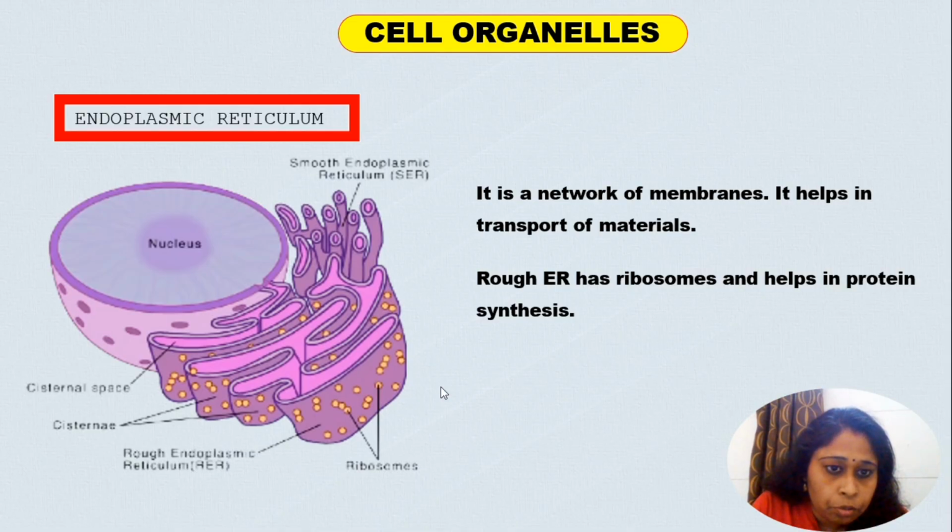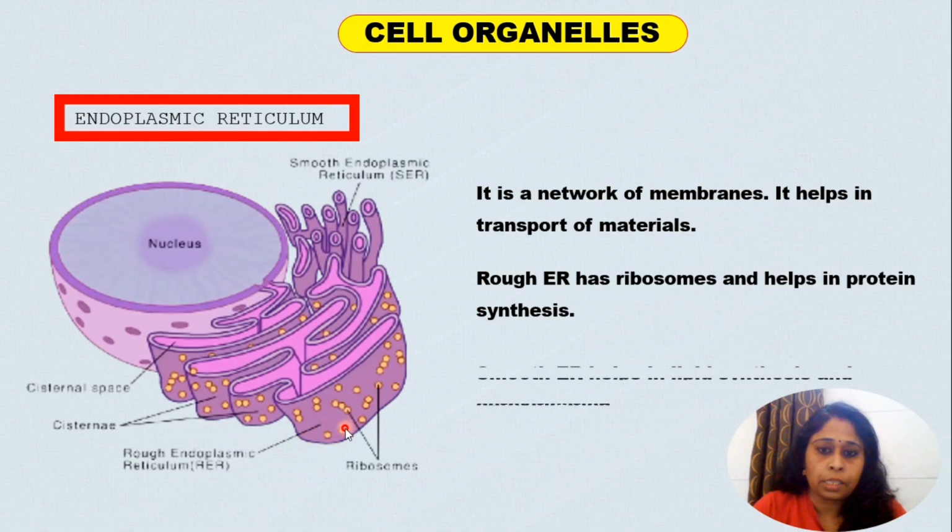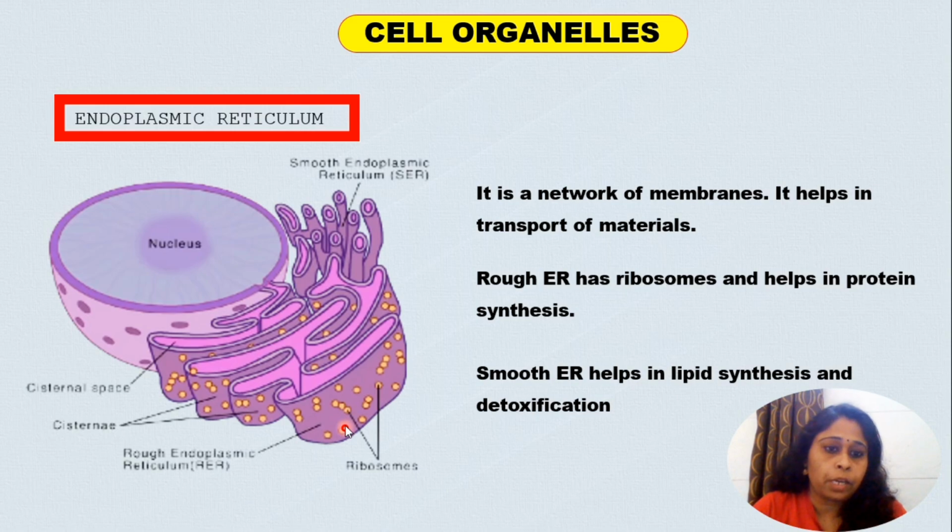In the diagram you can see this, right? Rough endoplasmic reticulum, as you can see in the diagram, this is endoplasmic reticulum. In rough endoplasmic reticulum, it has ribosomes which help in the protein synthesis. And smooth endoplasmic reticulum, this one is smooth endoplasmic reticulum, which helps in the lipid synthesis and detoxification.